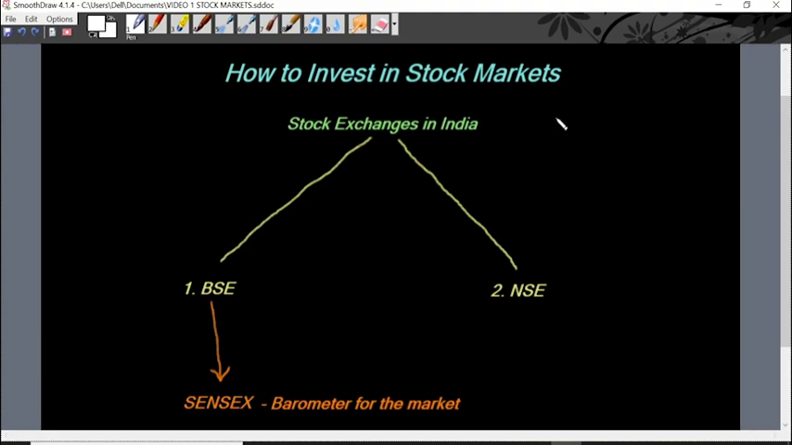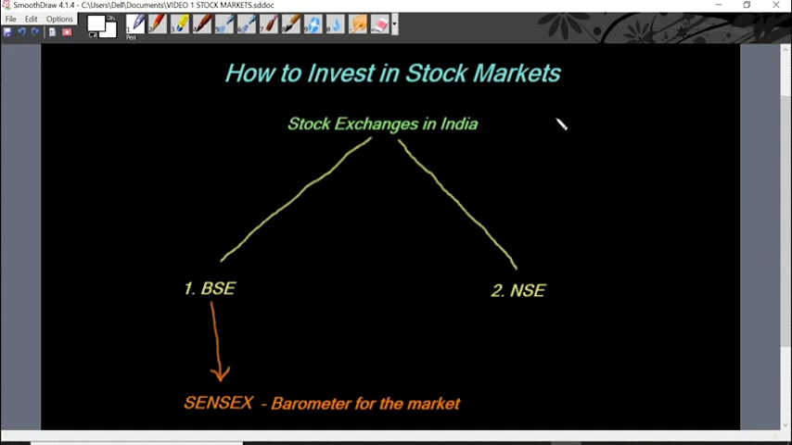So what exactly is Sensex? Sensex is an index of the top 30 companies of India. But what exactly does Sensex show? It is a barometer for the market. There are so many companies trading on the stock exchange. How do we exactly know how the market is performing? Is the market going in a bullish way or in a bearish way? For that we have Sensex and Nifty.